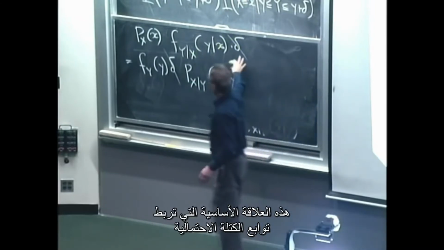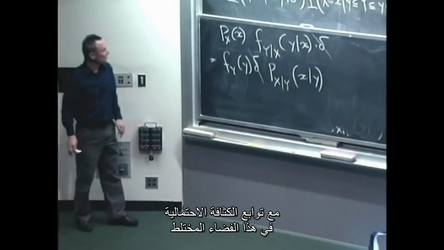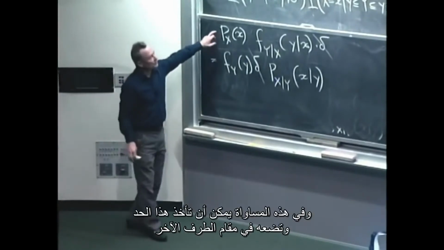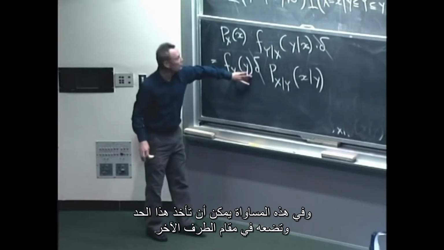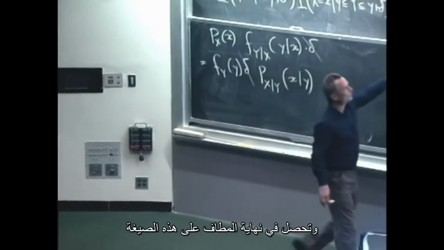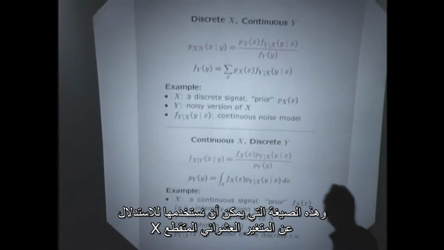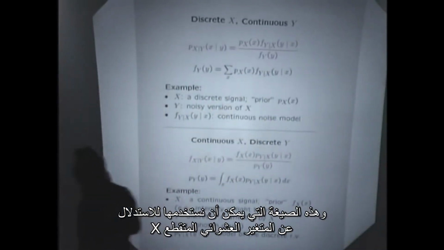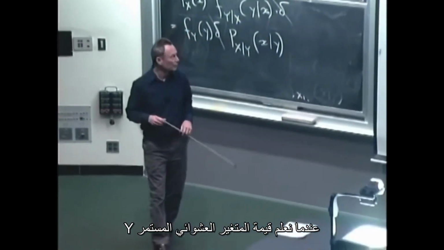So this is the basic relation that links together PMFs and PDFs in this mixed world. And now in this equality, you can take any term, send it to the denominator of the other side, and what you end up with is the formula that we have up here. This is the formula that we can use to make inferences about the discrete random variable x when we're told the value of the continuous random variable y.